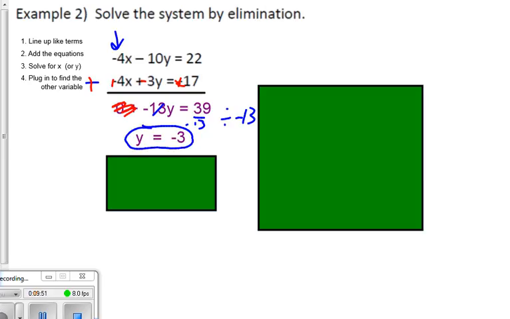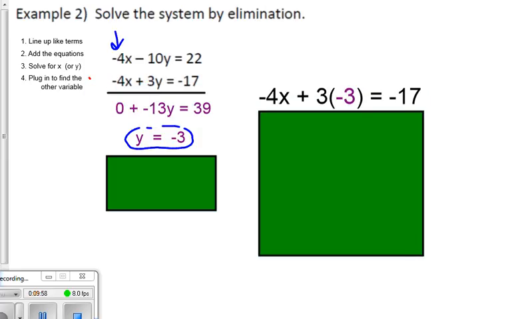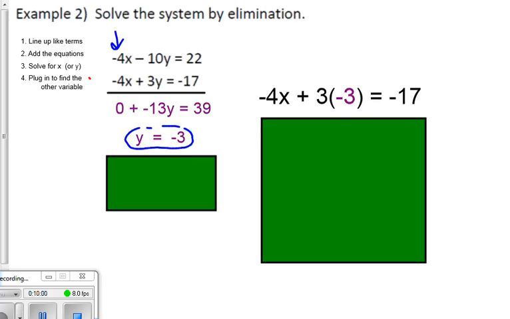What do I do with that new information now? Again, this is where I take that and plug that back into one of my original equations. So instead of 4x plus 3y equals negative 17, I can do negative 4x plus 3 times negative 3 equals negative 17. So you can see I picked this equation. It would have been fine to pick the other one. We could have picked this equation as well. I just happened to pick the second one. It doesn't really matter. You're just plugging it into one of our original equations.